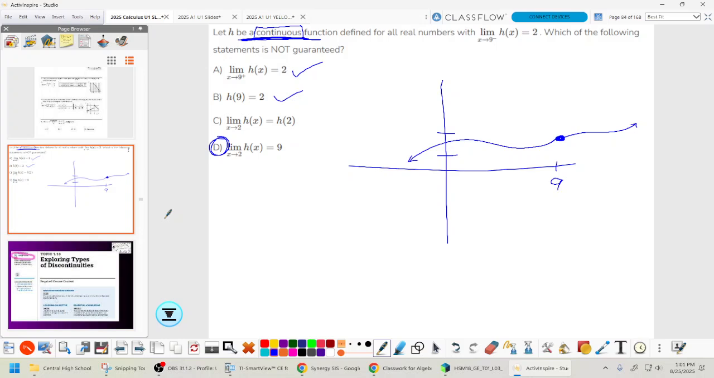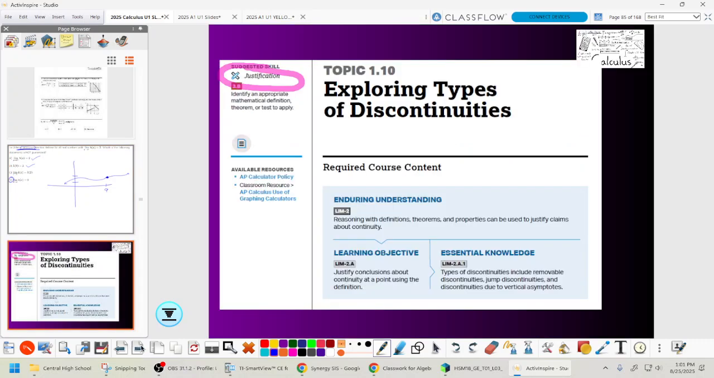So this is kind of a little bit of a preview of what we're getting into. So let's grab those note packets. It's 110. And it's on types of discontinuities.